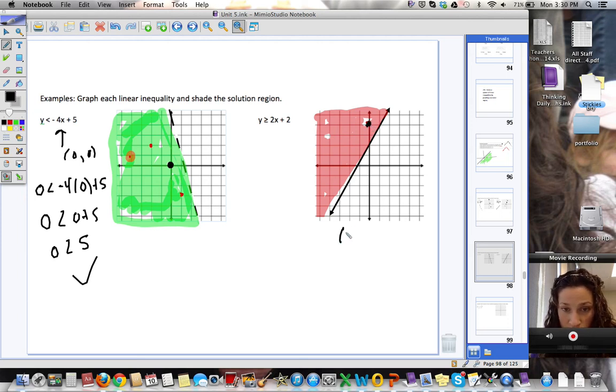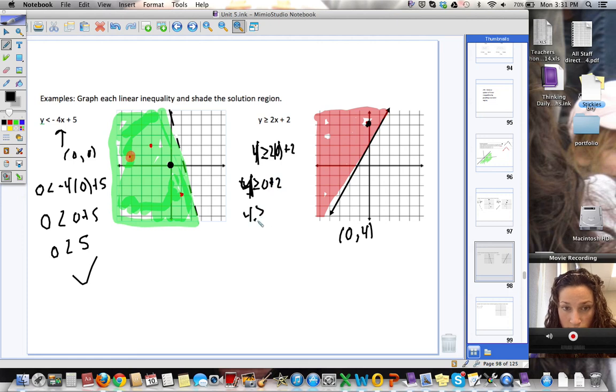And that point right there is, I went over 0 and I went up 1, 2, 3, 4, up 4. So I'm going to plug in 4 for y, and I'm going to plug in 0 for x, and I'm going to see if this is true. So y is greater than or equal to 0 plus 4.